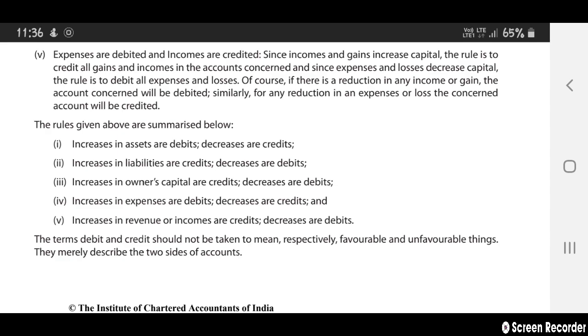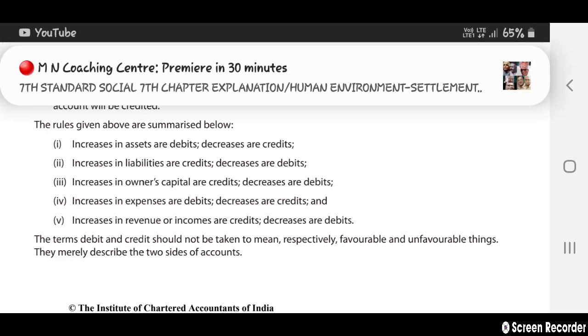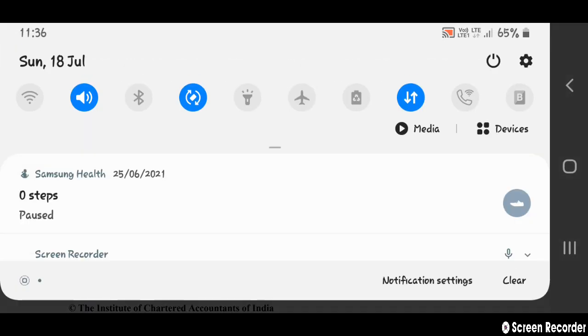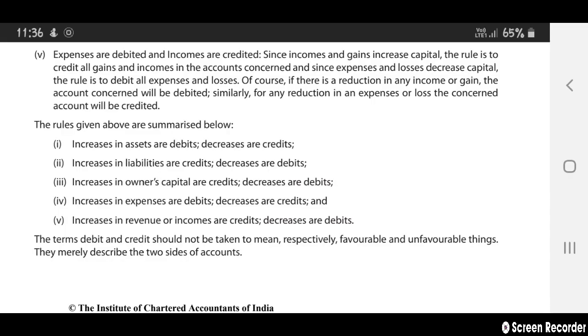See, of course, if there is a reduction in any income or gain, the concerned account will be debited. The account concerned will be debited. Similarly, for any reduction in expenses or losses, the concerned account will be credited. There will be a credit in that concerned account. This rule is summarized below.